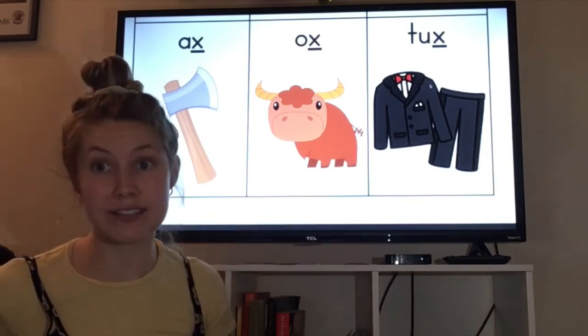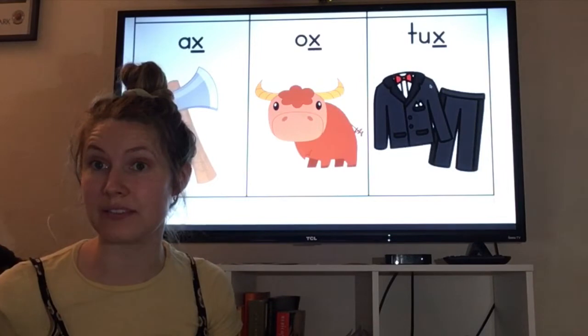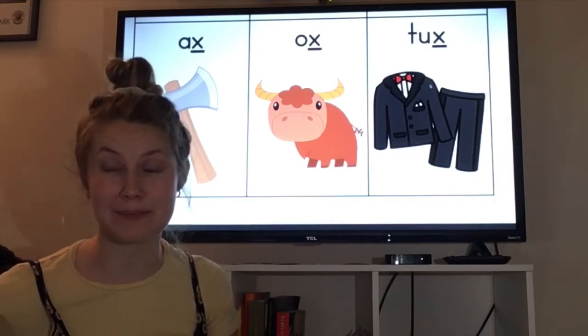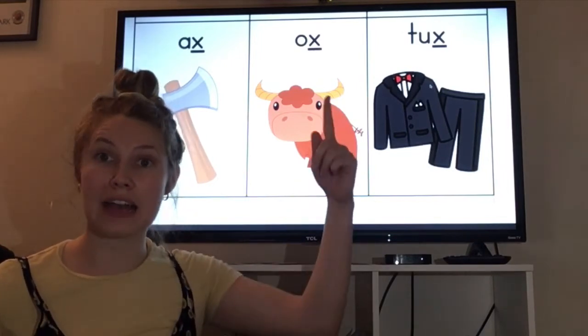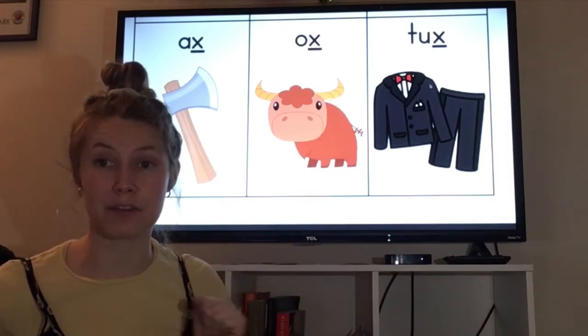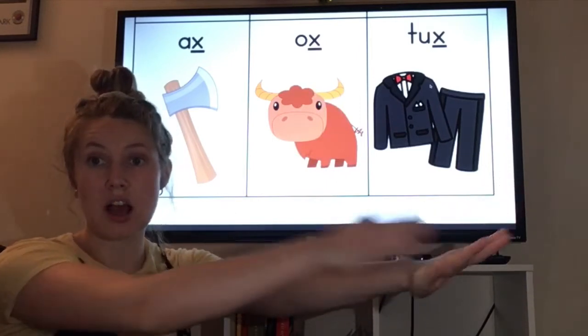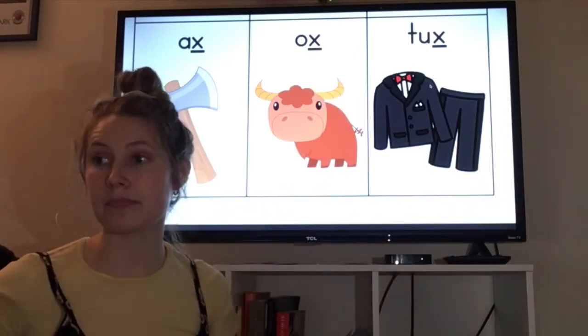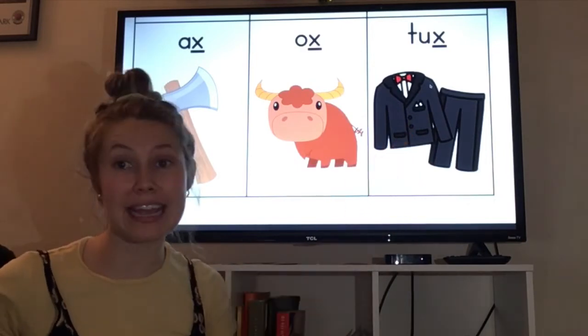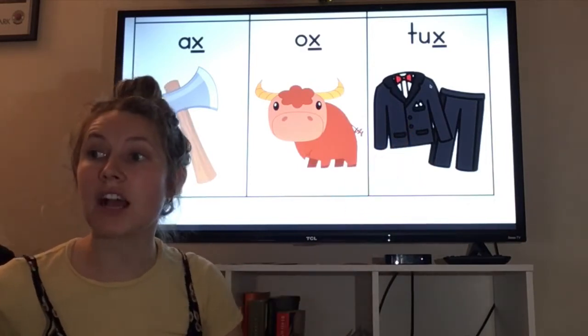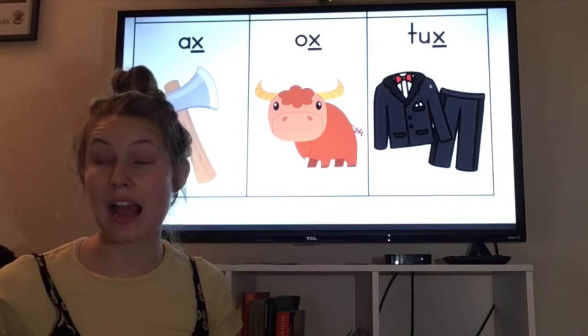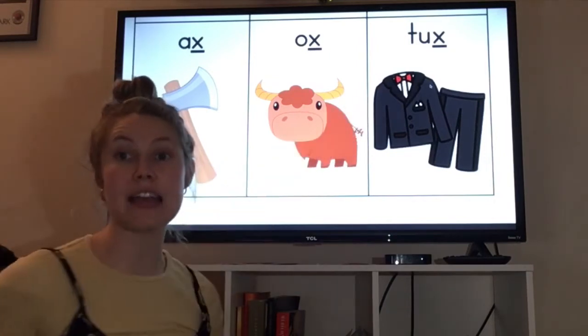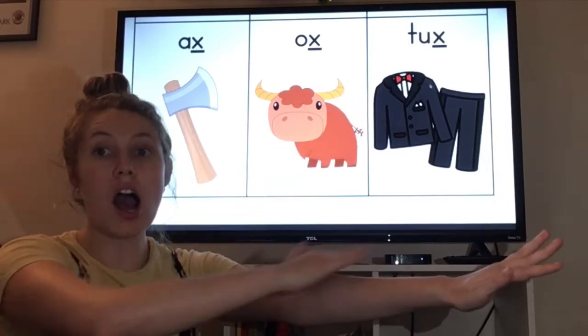Ox. An ox is a really big animal that lives out on like the plains. The ox has the X sound at the end of the word. Tux. Like a tuxedo. Tux, the fancy suit, has the X sound at the end of the word.